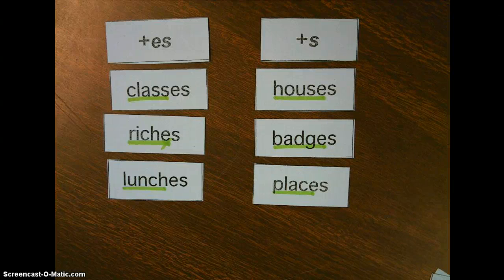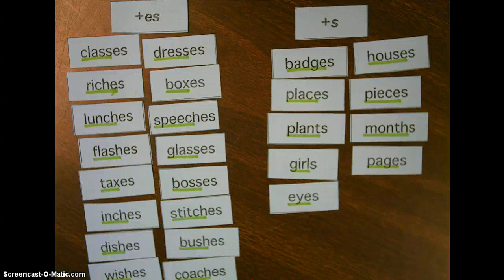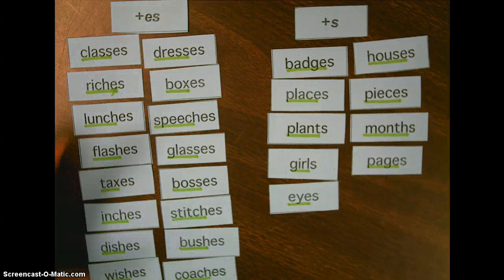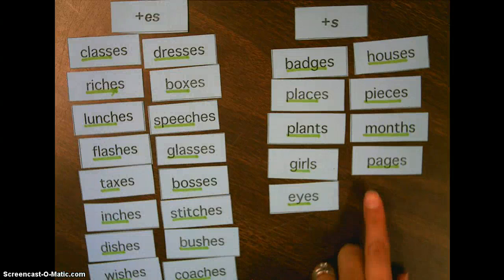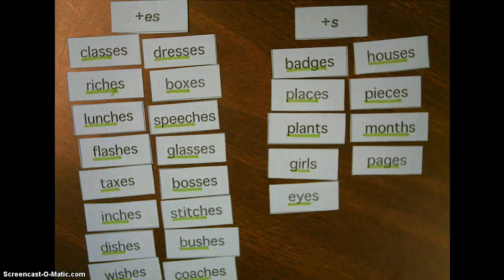I'd like you to pause the video, sort all of your cards under the correct headings, and then be prepared to come back and check to make sure your words are in the right categories. So now that you're done with your sort, I'd like you to check it against my sort. These are the categories that your words should be in. These right here on the left are words that, to make it plural, we add ES. And then these words here on the right are the words that, in order to make them plural, we just add an S.